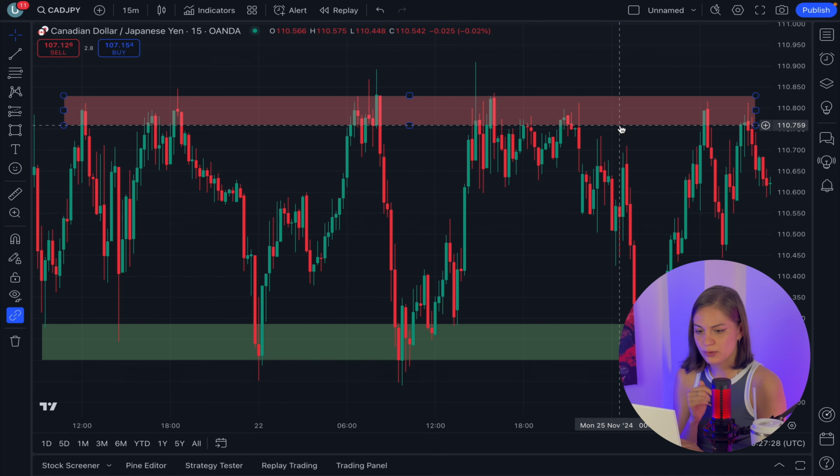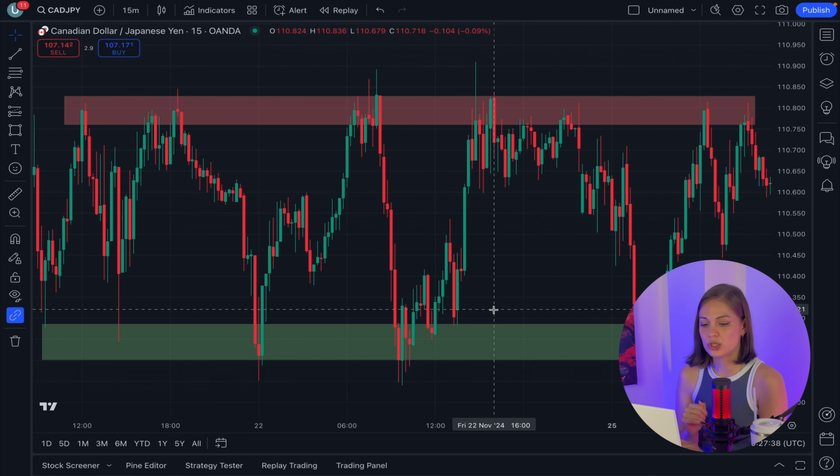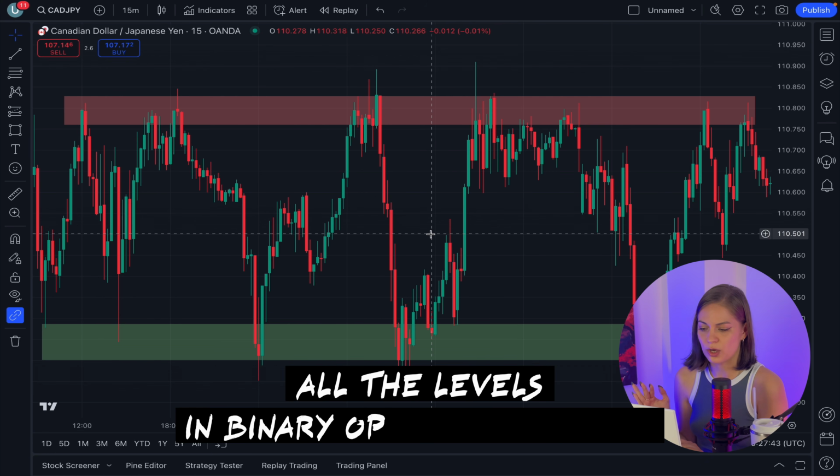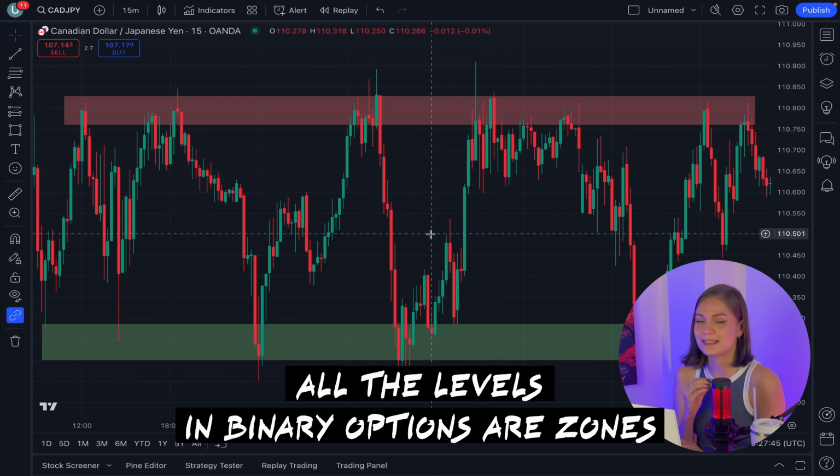You can see that support and resistance cannot be a thin line. So you can see that the price was 110.759 and 110.829. So this is around that zone, and the same situation with the support. And all the levels in binary options are zones, not simple lines.